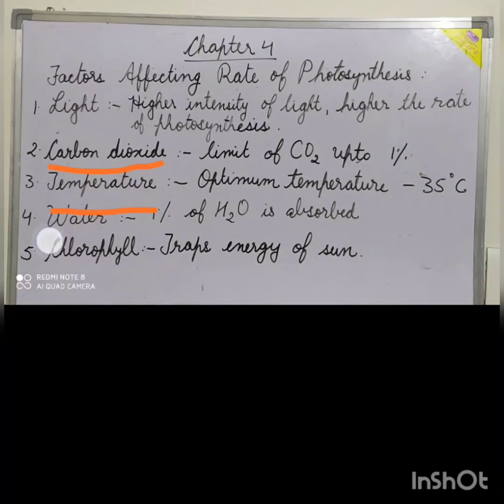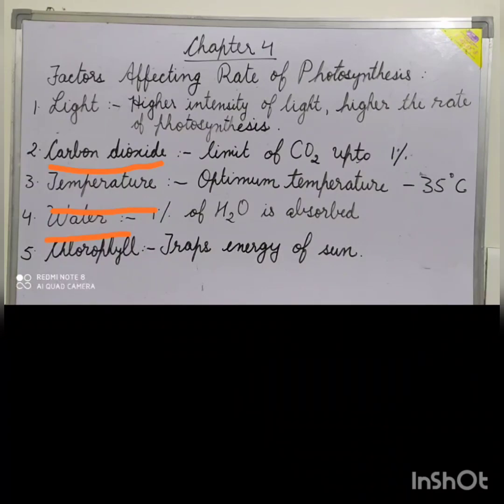Next factor is water. Water is a source of hydrogen atoms in glucose. Both water and carbon dioxide molecules break down using the energy of the sun and combine into sugar molecules containing carbon, hydrogen and oxygen. Plants absorb only 1% of water for performing the process of photosynthesis.